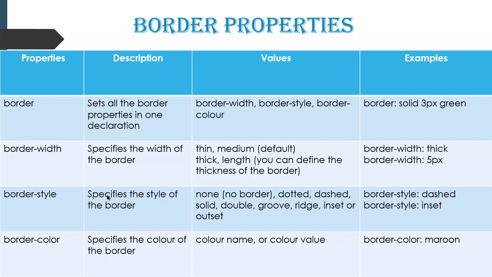Border style specifies the style of the border. It should be none, dotted, dashed, solid, double, groove, ridge, inset or outset. All these are the values for border style property. Border color specifies the color of the border. Students, you can give color name or you can also give the color value.